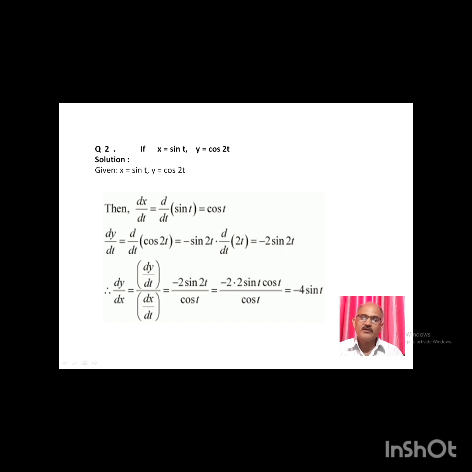Finally, get dy upon dx using the quotient rule or chain rule. You can write it as dy upon dt divided by dx upon dt, or we can write it as dy upon dt multiplied by dt upon dx, is equal to minus 2 sin 2t divided by cos t, that is equal to minus 4 sin t.